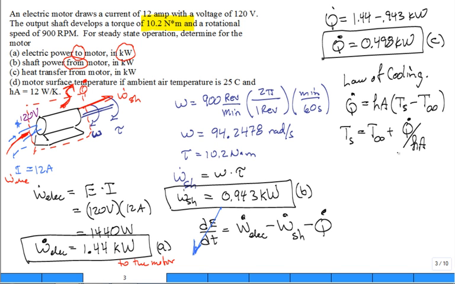Well, they don't give us them individually. They give us HA as a combined value. It's equal to 12 watts per Kelvin. So we stick our numbers in. It's 25 degrees C plus 498 watts per 12 watts per Kelvin. Notice that I wanted to avoid that kilo on the watt, so the units are a little clearer. And this is 25 degrees C plus 41.5 Kelvin. True?